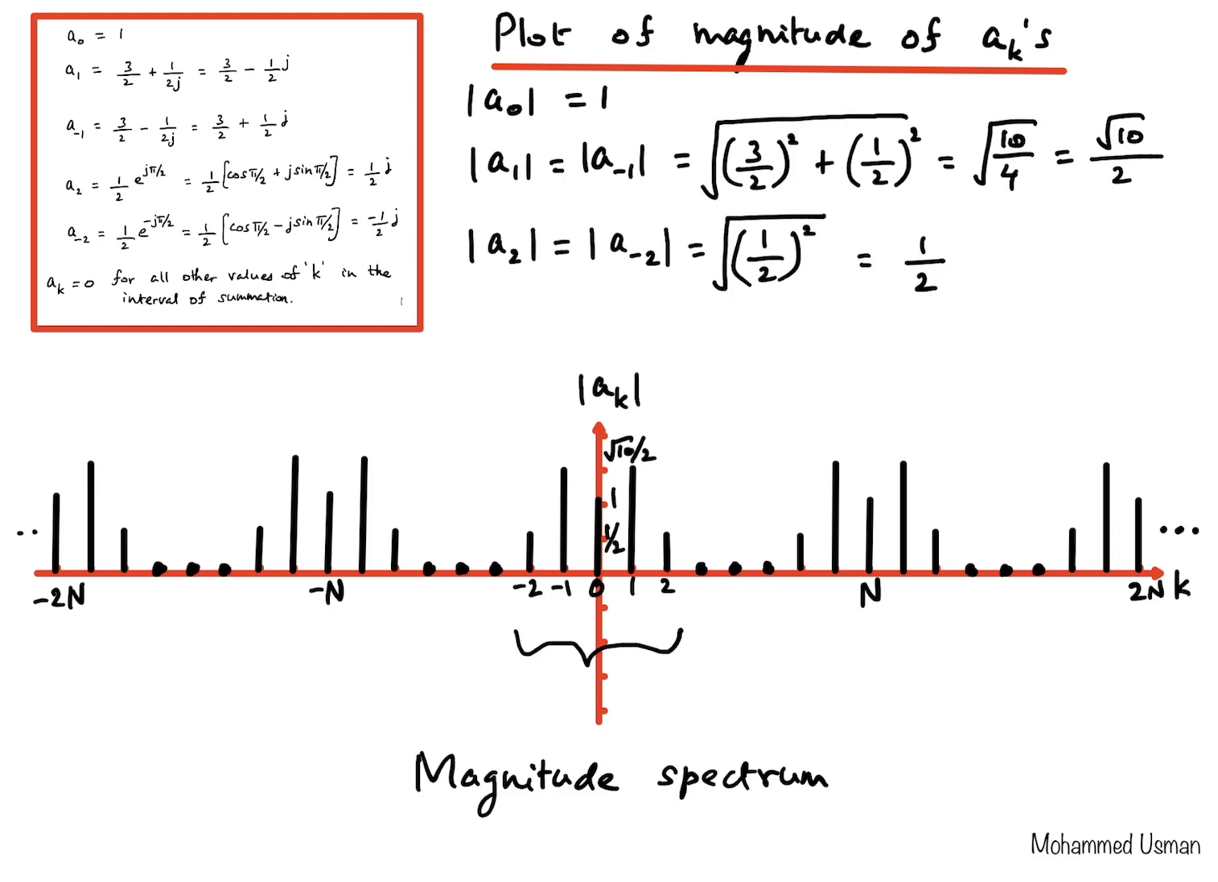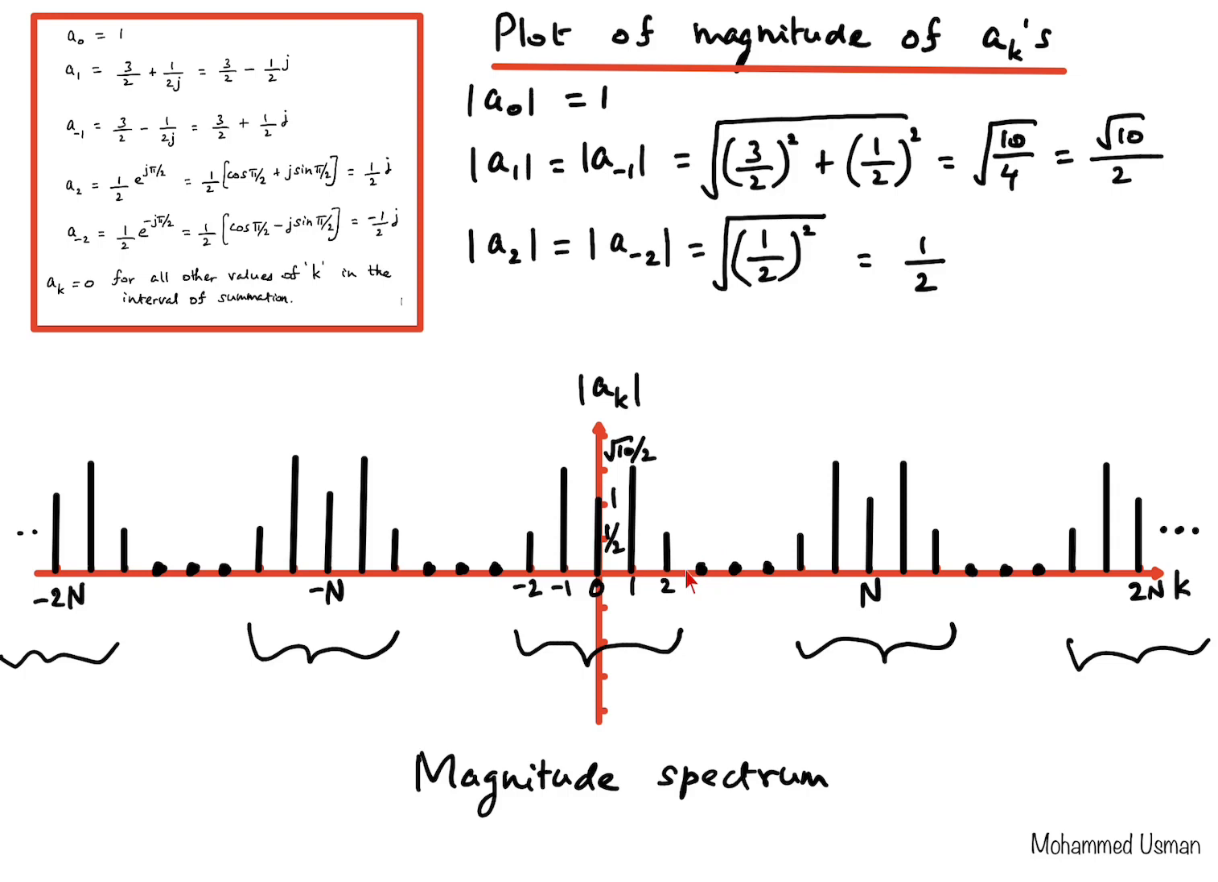And this entire thing will repeat at integer multiples of n. What we have at 0 occurs at n. What we have at 1 occurs at n plus 1. What we have at 2 occurs at n plus 2. What we had at minus 1 occurs at n minus 1. And whatever is at minus 2 repeats itself at n minus 2. So that's the second repetition occurring at n. Similarly, we'll have the third repetition at 2n, and similarly at minus n, at minus 2n, and so on.